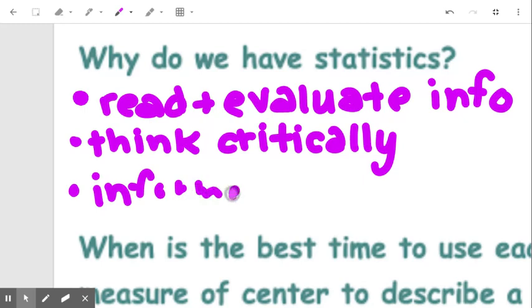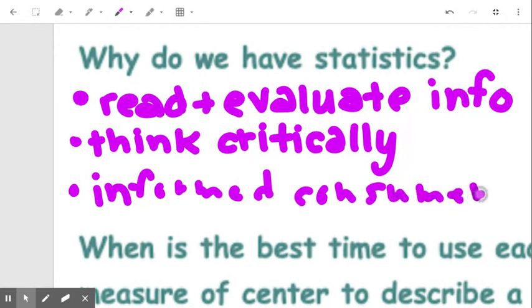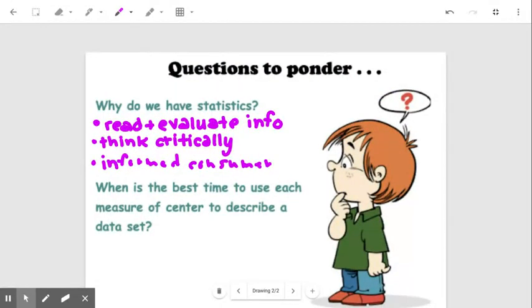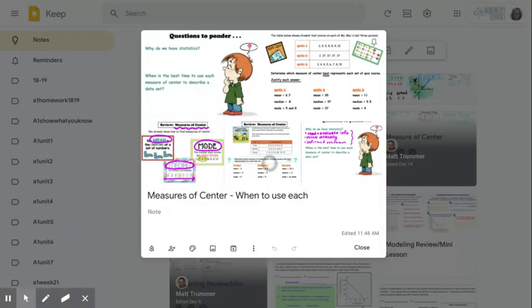We want you to be an informed consumer. That means when you go out to buy a new car, a washing machine, or a new toilet, something for your house, you can look things up online, you can see reviews, you can see data, you can see statistics, and then make a good choice for you in your situation. So all of these three things go together, the most important being an informed consumer. Now, we'll talk about the other question in just a minute.